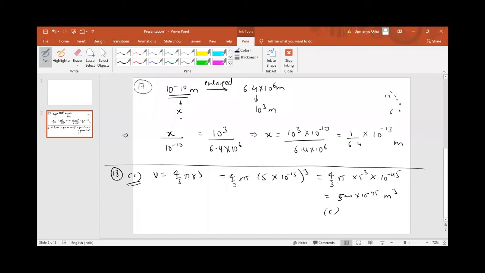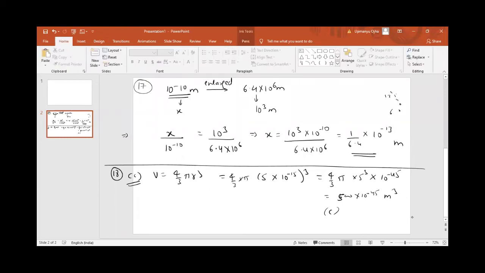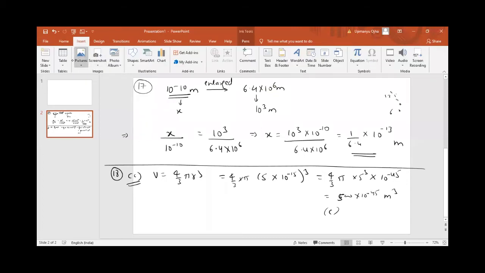So we can use the unitary method. The size of the nucleus, that is x, divided by the size of the atom, 10 to the power minus 10, should be equal to the size of the nucleus in the enlarged atom divided by the size of the enlarged atom. Okay, so if you solve, you'll get somewhat an answer like this one: 1 by 6.4 into 10 to the power 13 meters. Okay, that is how we can do question number 17. B is the answer, I think, for 17. Now 18, 19.